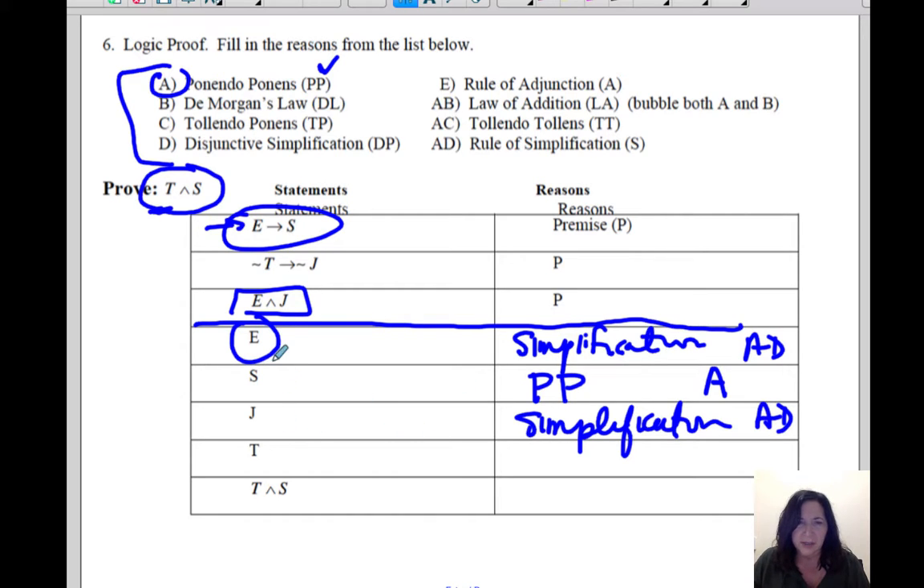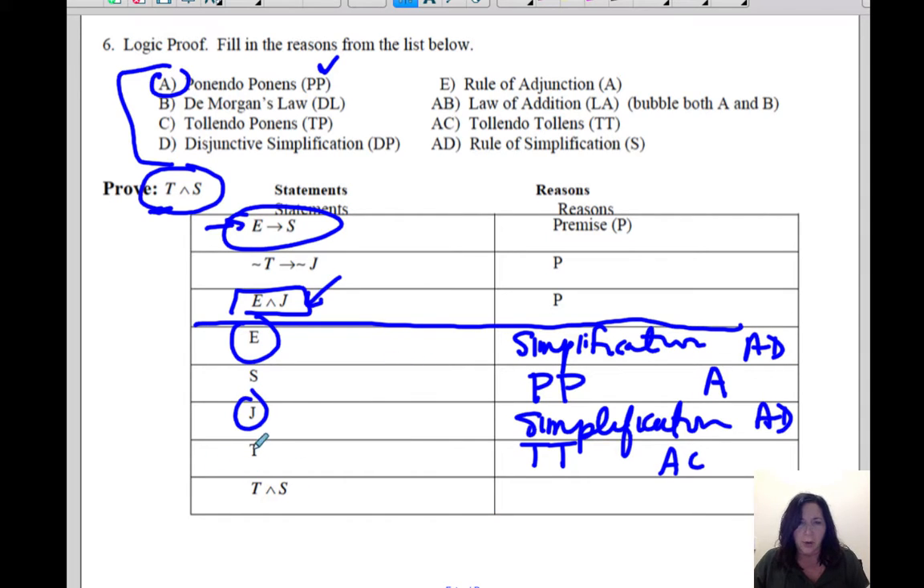The next question said, so if I know that, what do I know? I know J happened because E and J happened. So here, this says if T didn't happen, then J didn't happen. So we know that J happened, so therefore T had to happen. So that's tollendo tollens. And what is that? AC.